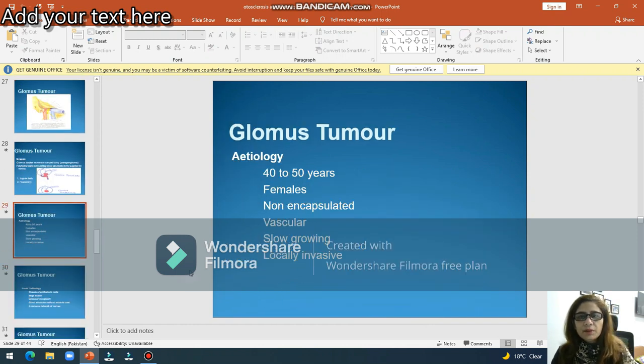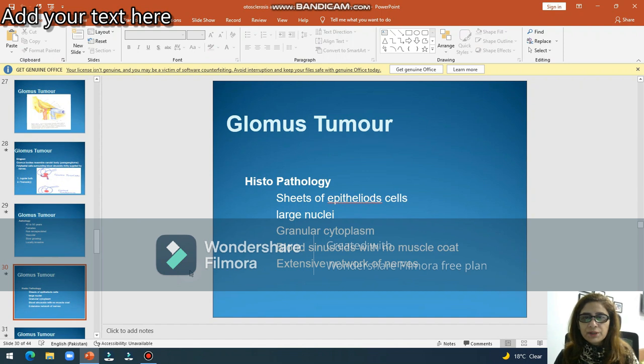Etiology again: it is seen in middle-aged people, 40 to 50 years of age. In females it is common. It is usually non-encapsulated, without a capsule, and it is a highly vascular tumor. It is a slow-growing tumor, and it is locally invasive. Because it is a benign tumor, it is locally invasive. Histopathology shows sheets of epithelioid cells with large nuclei, and the cytoplasm is granular. Blood sinusoids are seen without a muscular coat, so that is why it bleeds to touch. There is an extensive network of nerves.